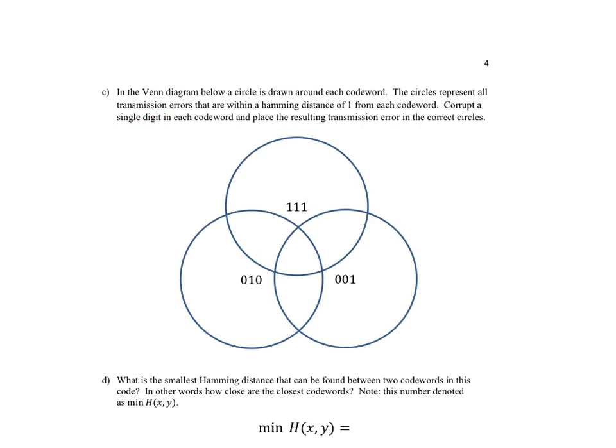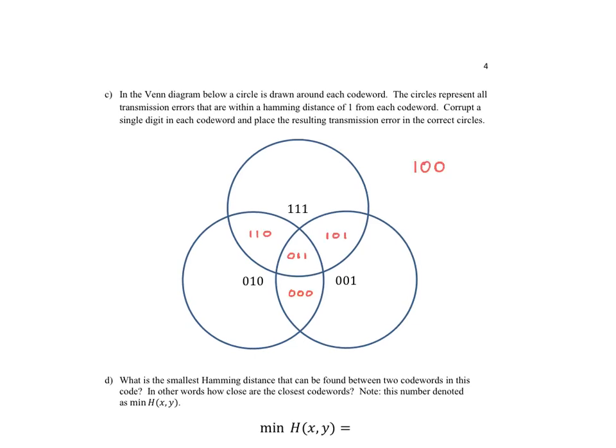And what we're going to do is corrupt every possible way so that when 111 has 1 error, that possibility ends up inside of 111's circle. And the same with all the other circles. So pause the video now and write in all of the possible errors that can occur. You should be able to write in 5 arrows and make sure you put them in the correct parts of the Venn diagram.